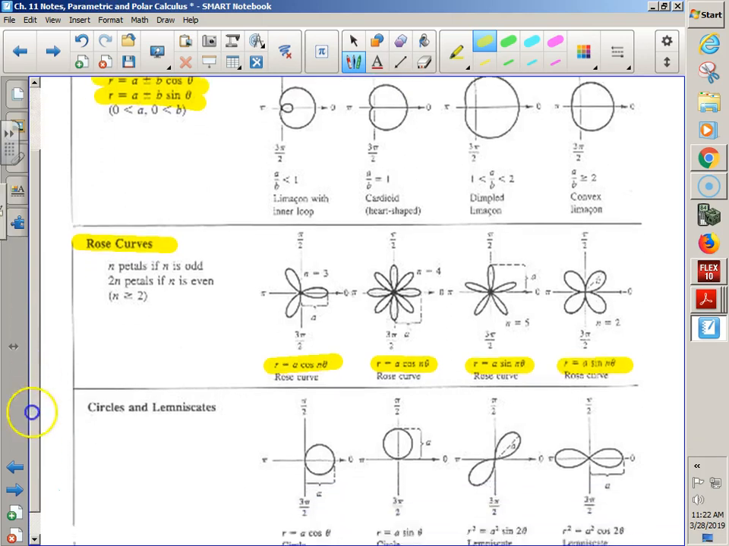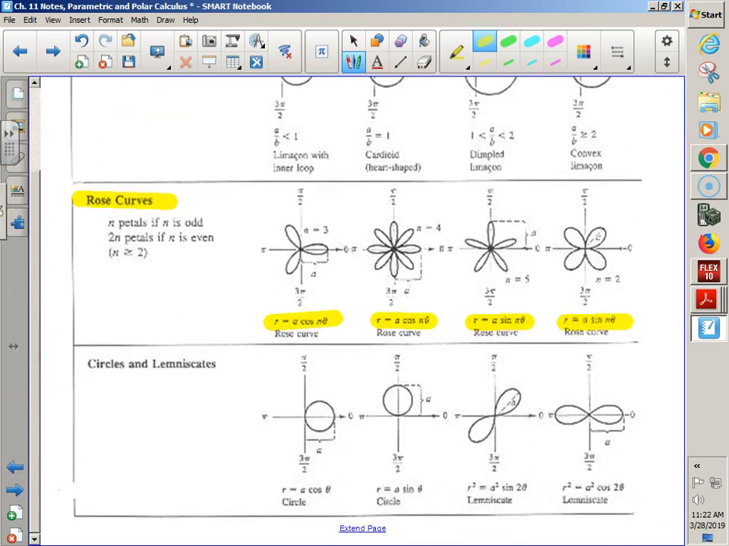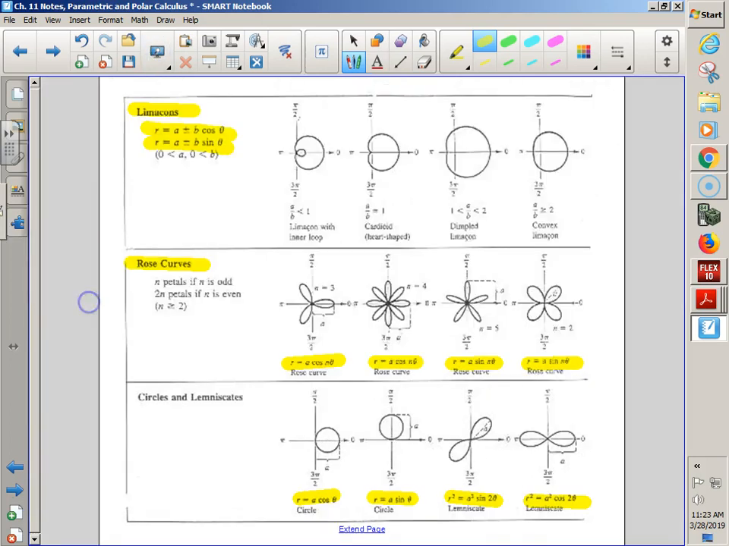It might be nice to know that if we have just a cosine or a sine without n's, it's just going to be circles. Or lemniscates, you're going to have r squareds. It might be nice, but do I necessarily want you to memorize the whole page? Not exactly. But I think it would be helpful to know, especially for roses, if n is odd, you have that many petals, and if n is even, you have twice as many. That's a pretty good trick.